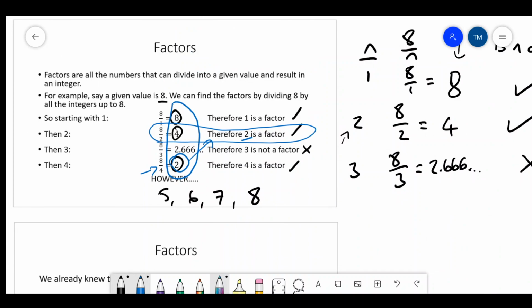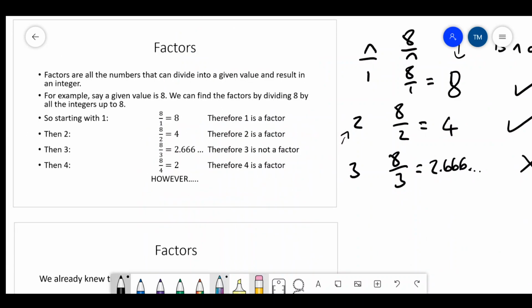So if we look at our example and rephrase it, what that means is that 1 is a factor, because 8 divided by 1 gives an integer, but also 8 is a factor. In this one, we've got 2. So 2 is a factor, so we know that one already, because that gives an integer. And then our result here is 4.